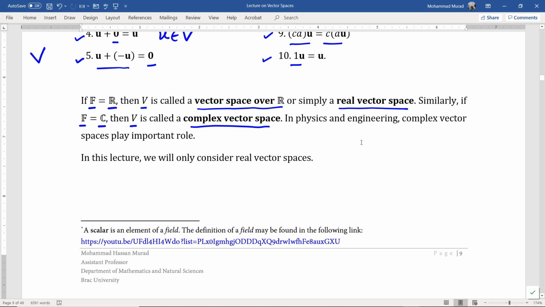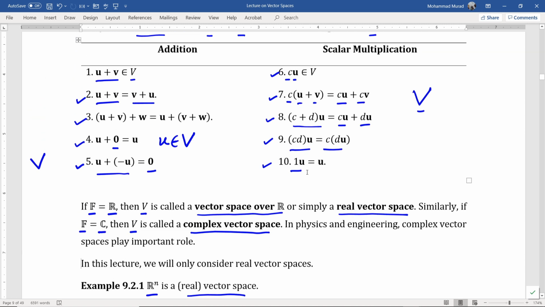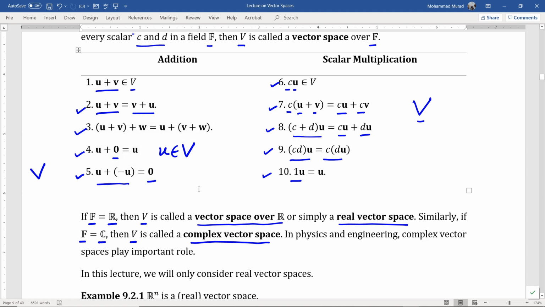Let's see a couple of examples of vector spaces. The set Rn is a real vector space. Certainly, the set Rn with the standard vector addition and scalar multiplication satisfies all these 10 properties we list here. In fact, these 10 properties are taken from the properties of the vectors in the set Rn.